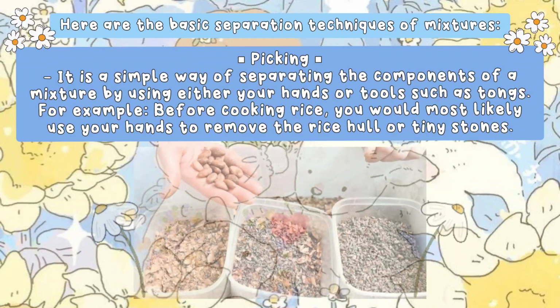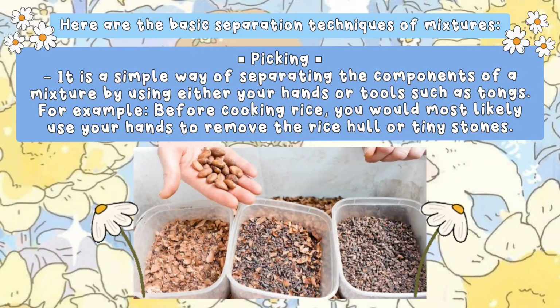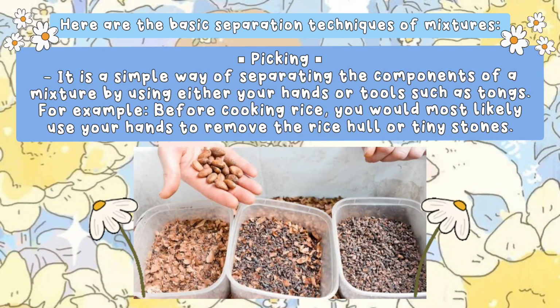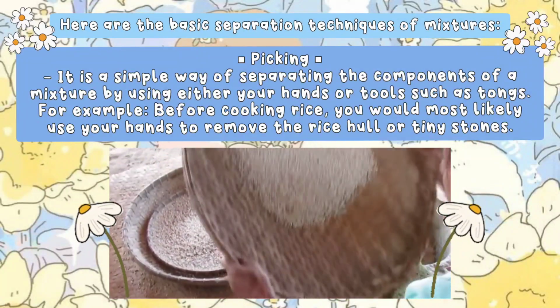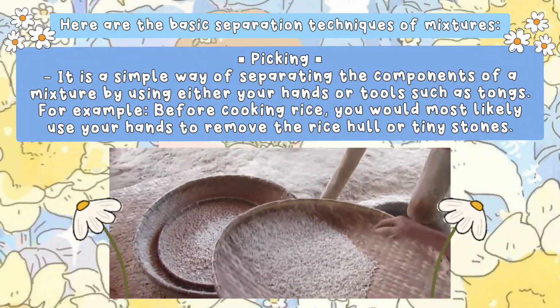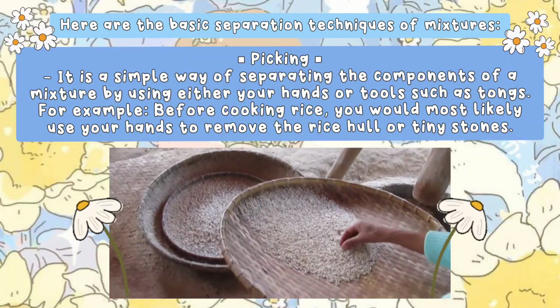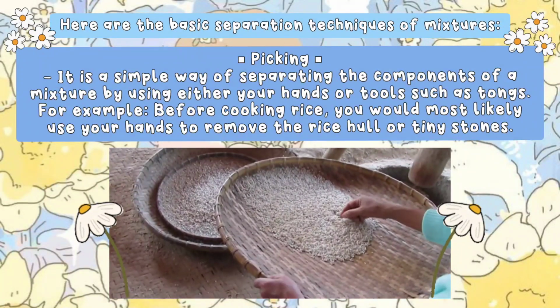Picking. It is a simple way of separating the components of a mixture by using either your hands or tools such as tongs. For example, before cooking rice, you would most likely use your hands to remove the rice hull or tiny stones.